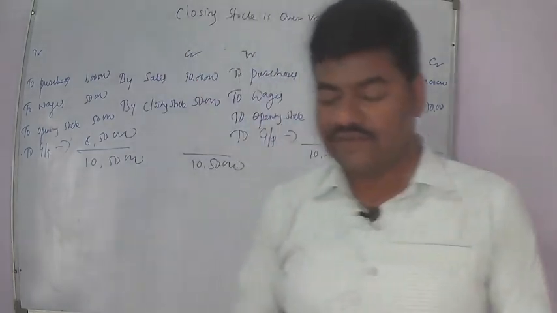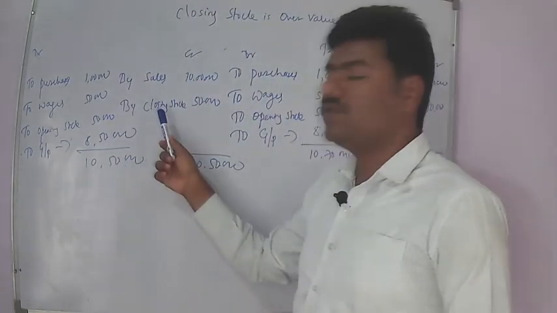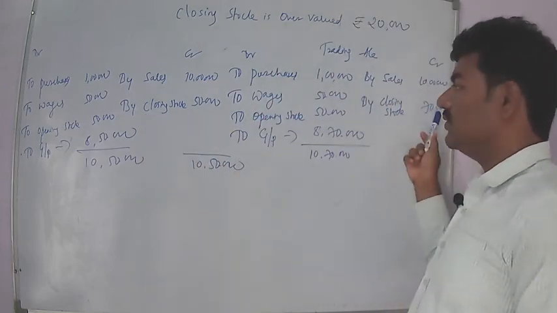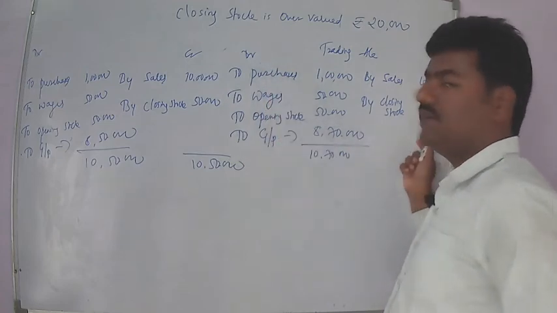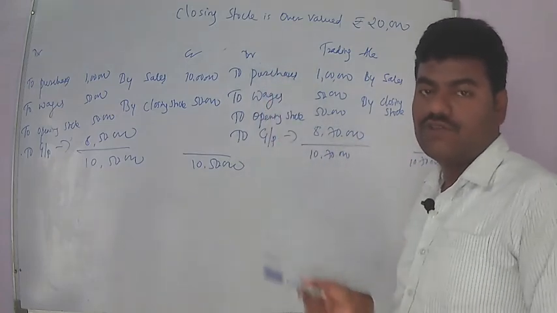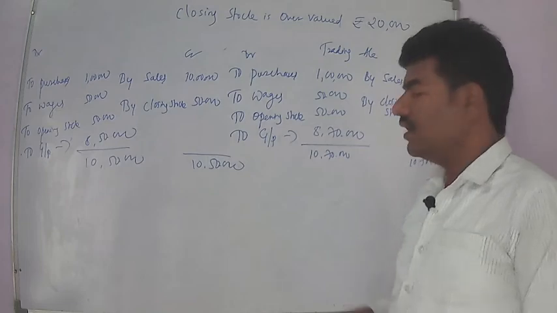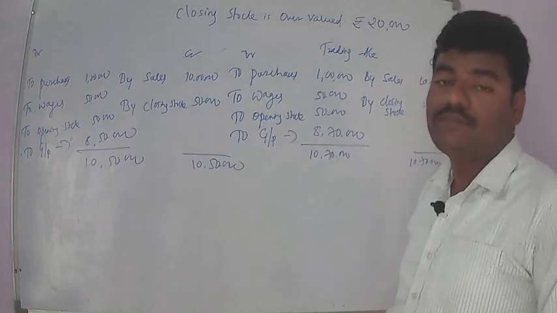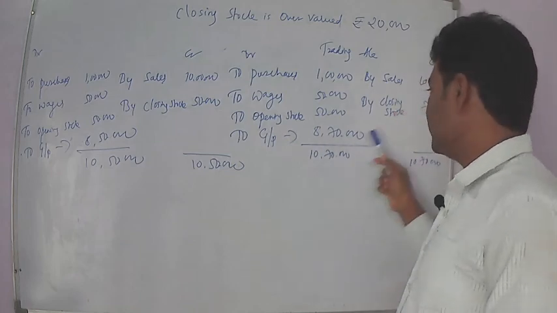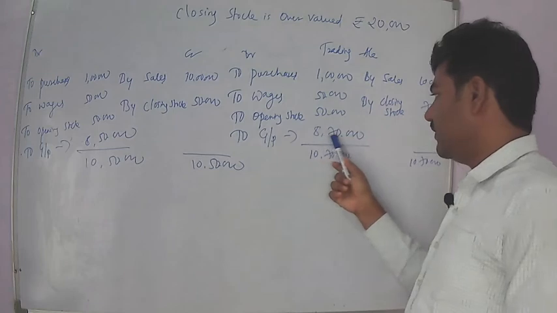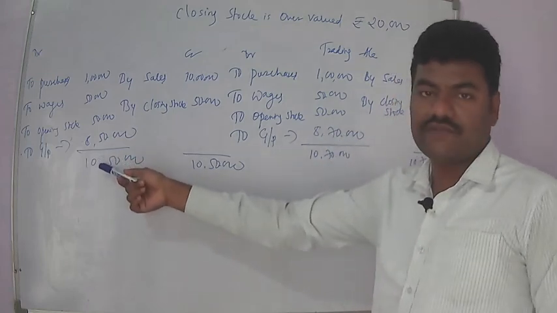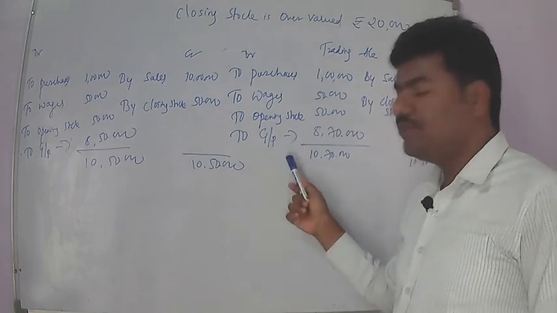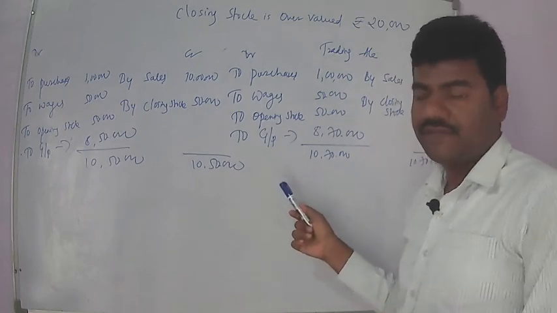As you can see, this is the original profit. The original value of the closing stock is 50,000, but it is overvalued by 20,000, so 50,000 plus 20,000 is 70,000. If the closing stock is shown at more than the real value, it has a positive effect and results in an increase in profits. The gross profit is 8,70,000 here and 8,50,000 here. So if the closing stock is overvalued, the profitability will increase.